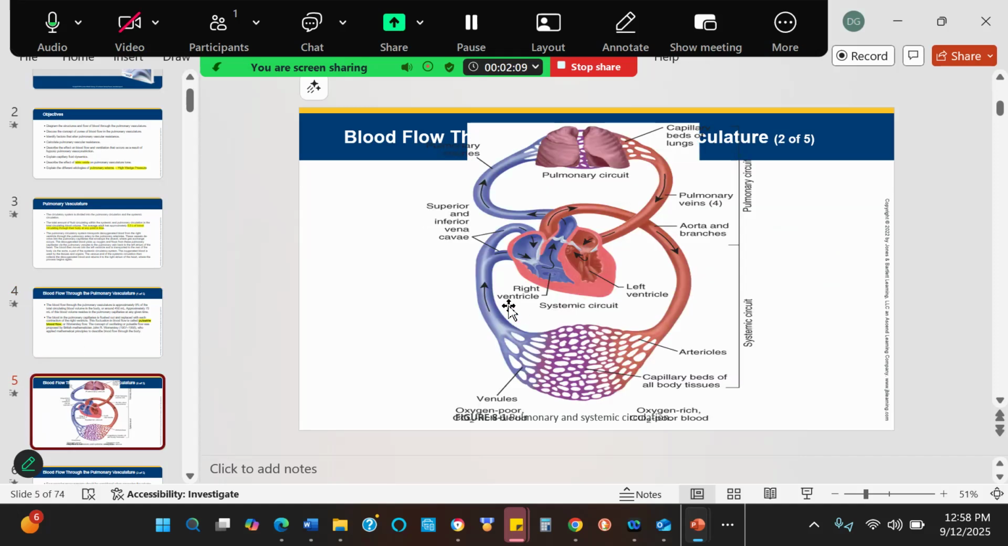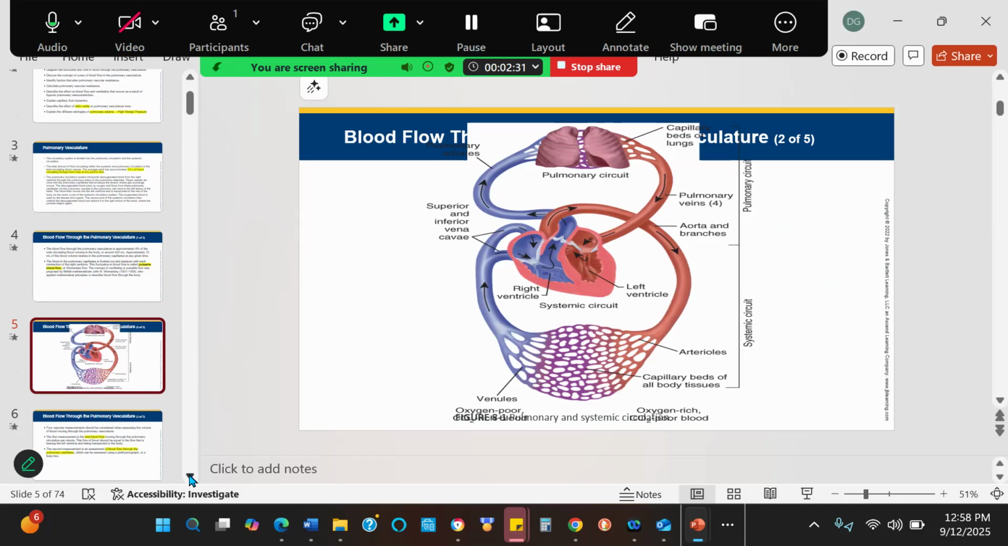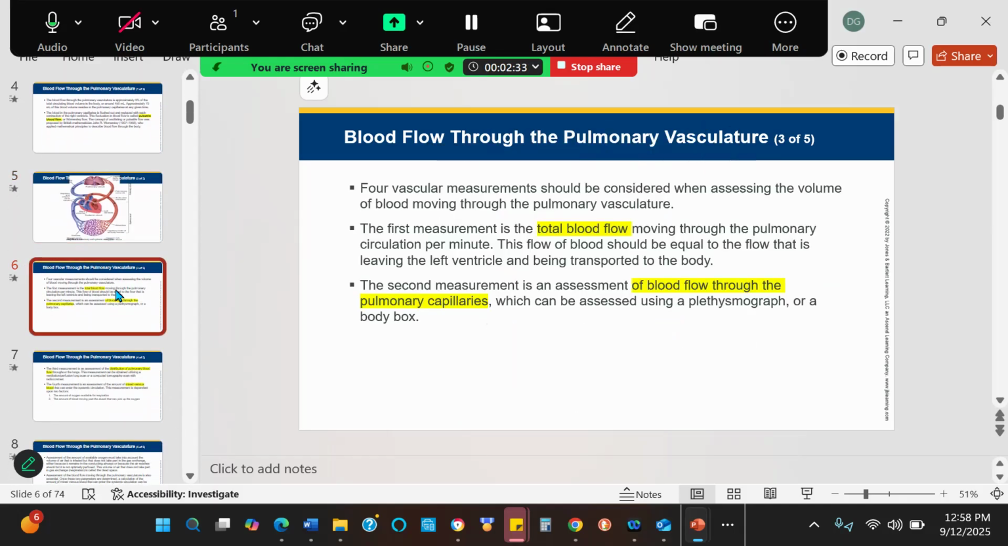And here is a picture that shows you the whole course that it takes. Let's go into the right atrium, then right ventricle, then pumped out to the lungs, picks up oxygen, drops off carbon dioxide, then back to the left atrium, then the left ventricle, and then pumped out to the body, and then back through the veins to the heart. So we're going to measure pressures along that path, and that's what hemodynamics really is.